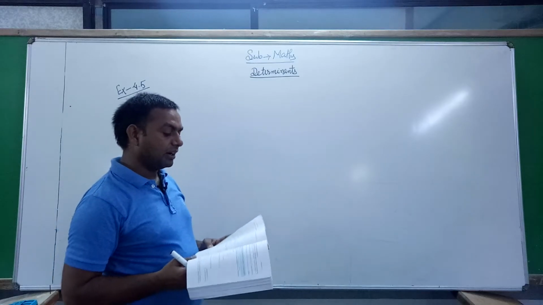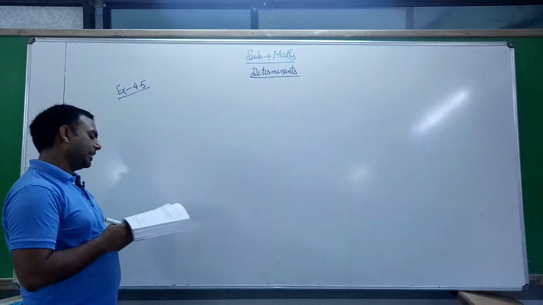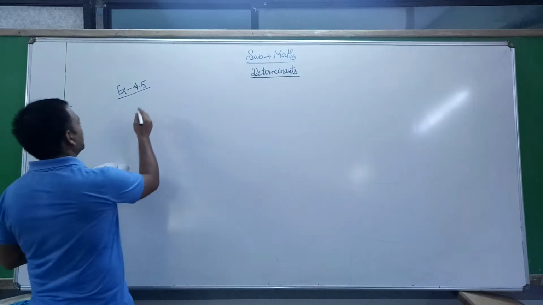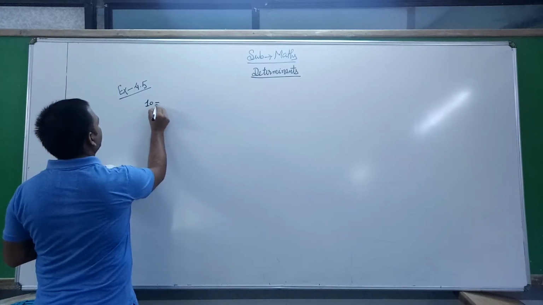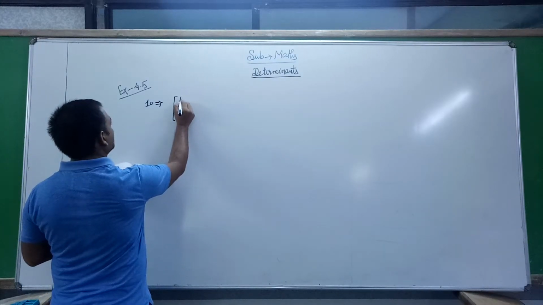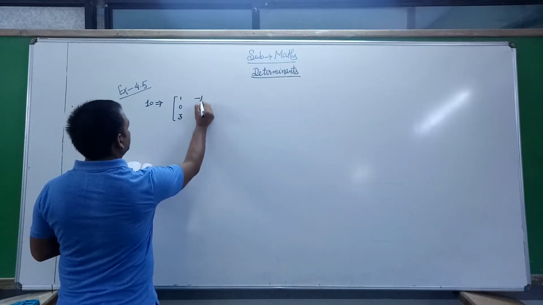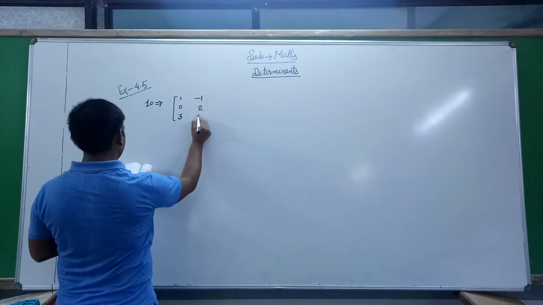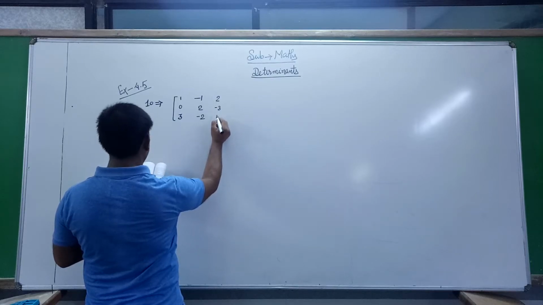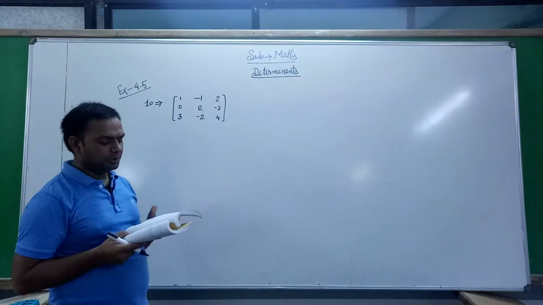Find the inverse of each of the matrices, if it exists, given in questions number 5 to 11. So the question number 10: you find the inverse matrix. Here the matrix is [1 0 3; minus 1 2 minus 2; 2 minus 3 4]. You find the inverse matrix.